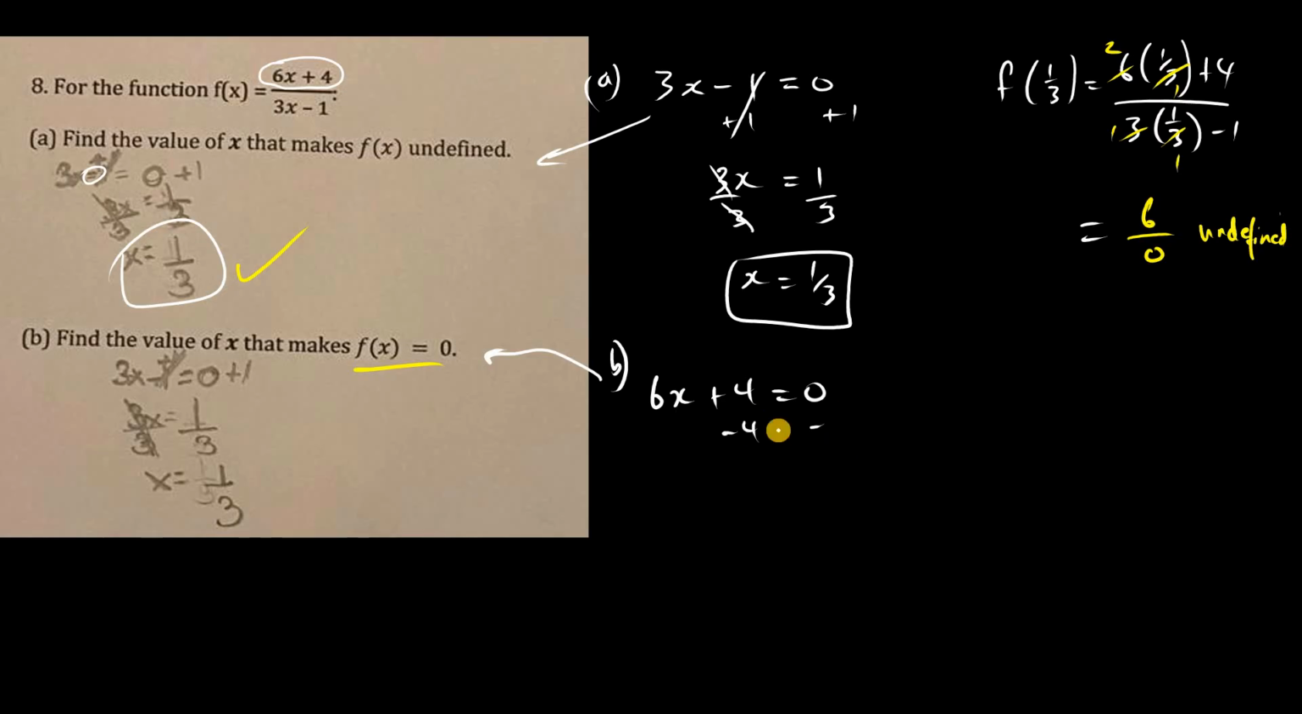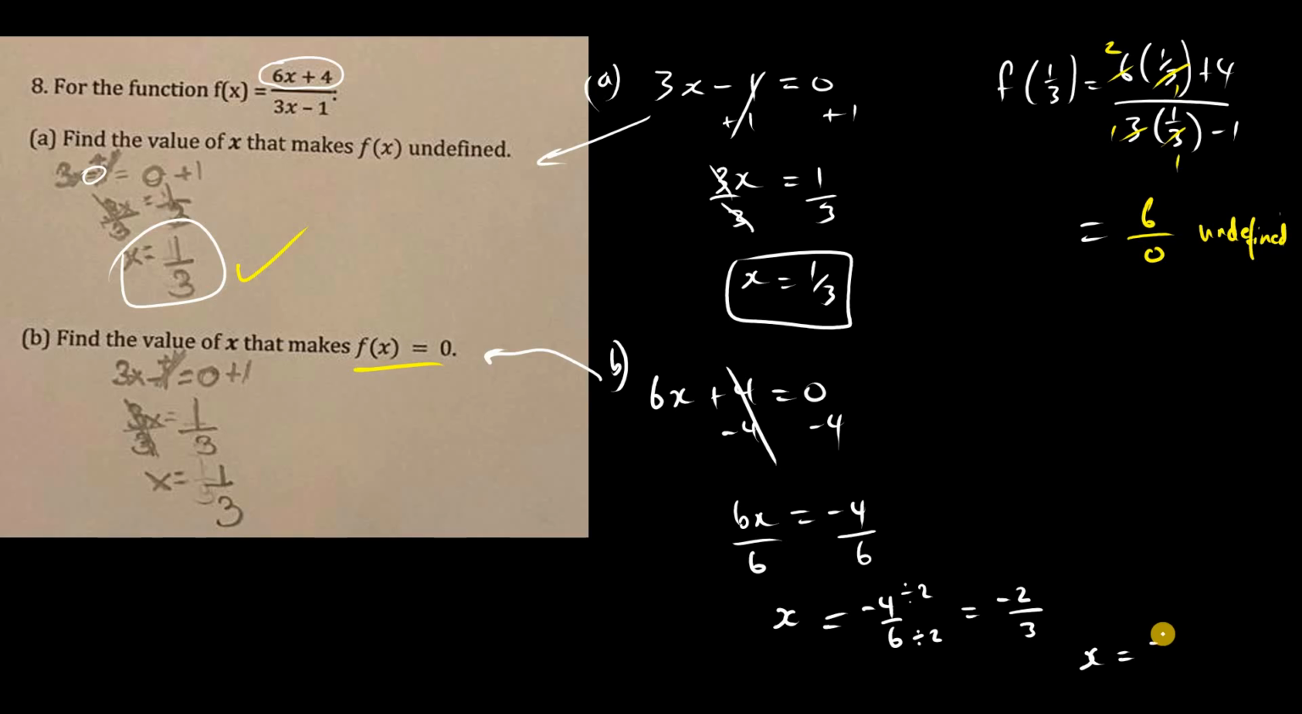Subtract 4 from both sides. So we have 6x equals -4. And then we divide both sides by 6. This gives us x, because 6 and 6 give us 1. And we can simplify this. If we divide this by 2, this by 2, what would we get? -2 over 3. So x is equal to -2/3. That will produce that result.